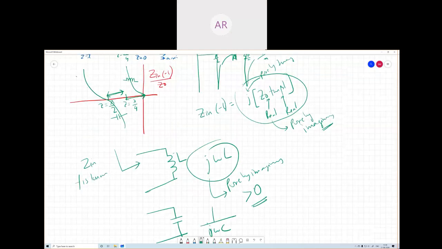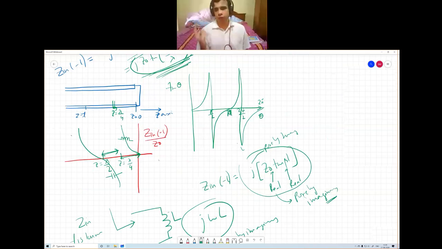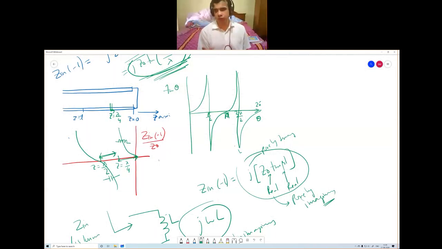These things we will use as stubs to measure. So the shorted transmission line can behave as a short, an inductive load, an open, or a capacitive load, depending on where we are seeing it. Is this point clear?